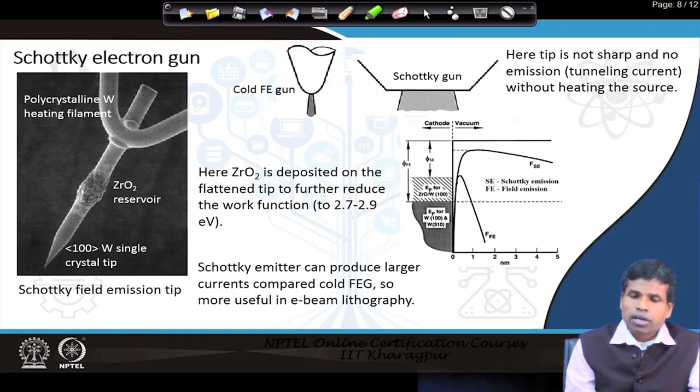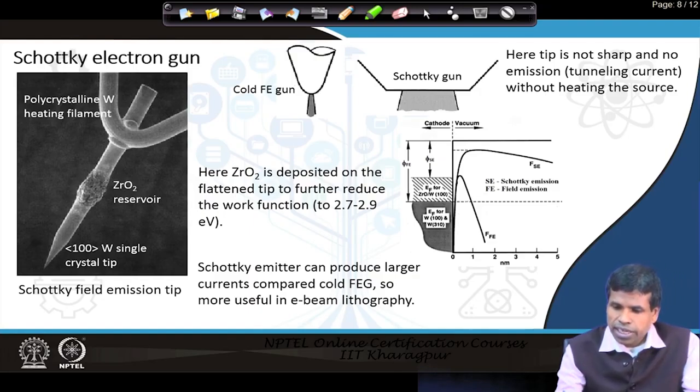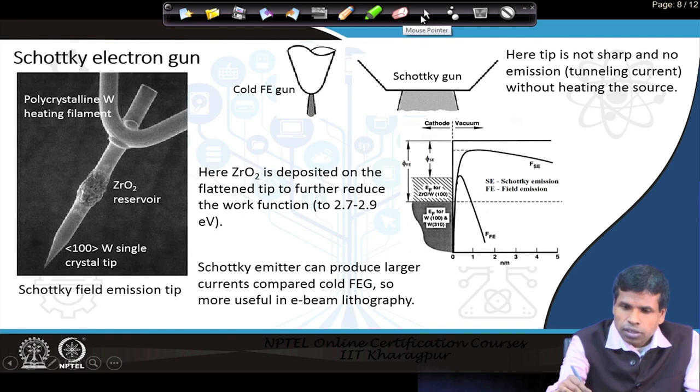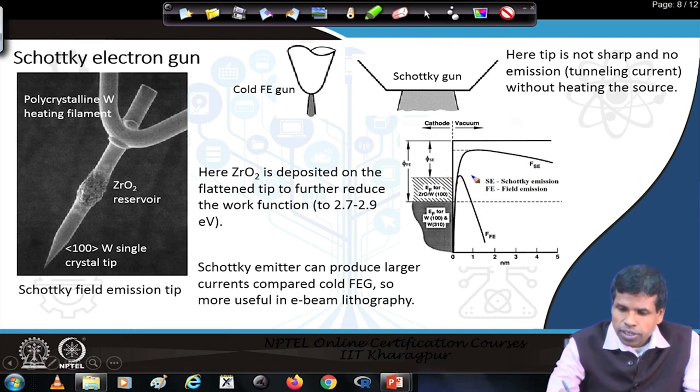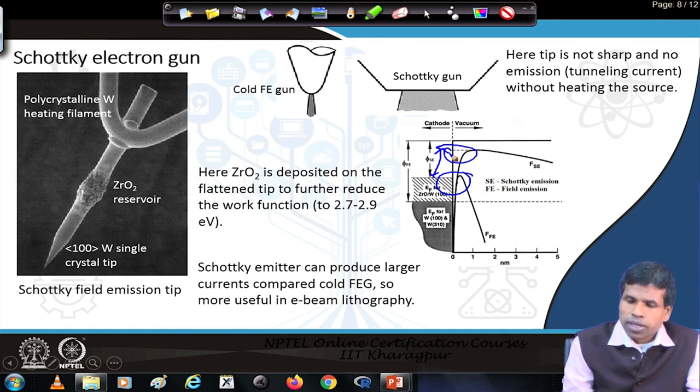As the tip is not sharp, even though we apply the field, it is not enough for the electrons to tunnel across the barrier and get emitted. So electron tunneling becomes difficult in this case because the tip is not sharp. Therefore, we need to provide a higher temperature for this gun to bring out the electrons from the surface of the tip. Here is the energy band diagram. In the field emission gun, there is no energy barrier here. But on the other hand, for Schottky emission, we have an energy barrier here. Therefore, we need temperature to bring out or emit the electrons.